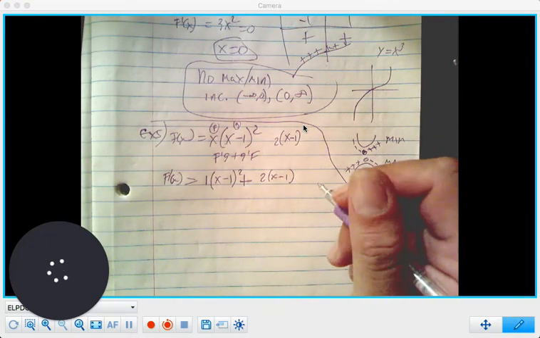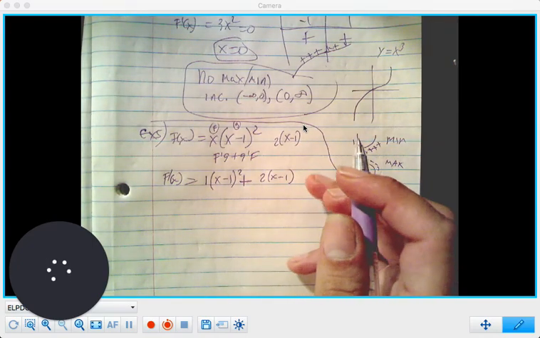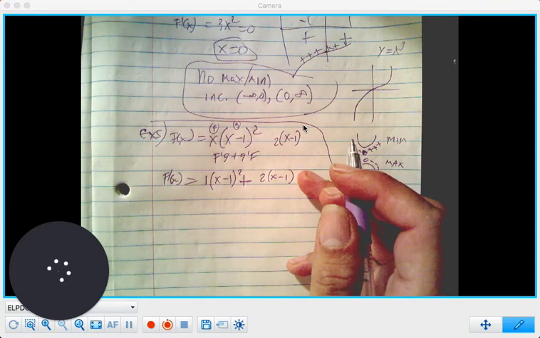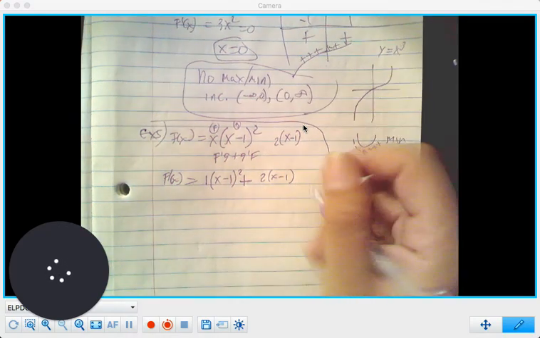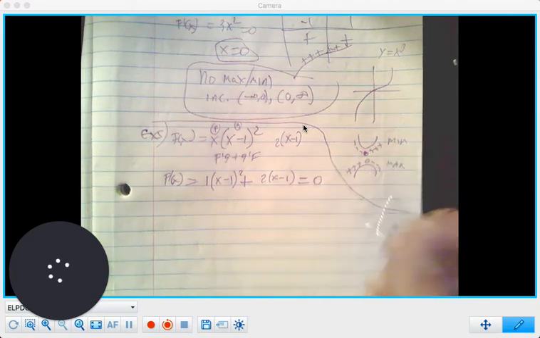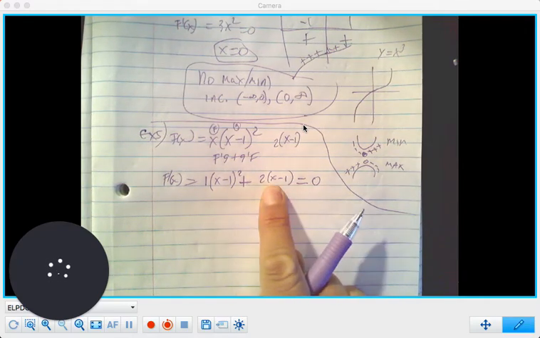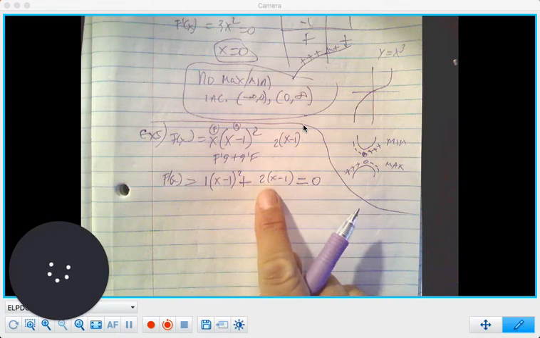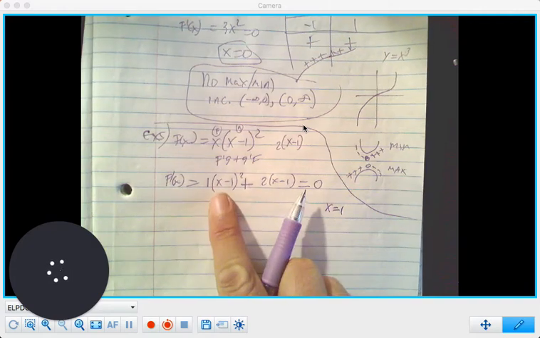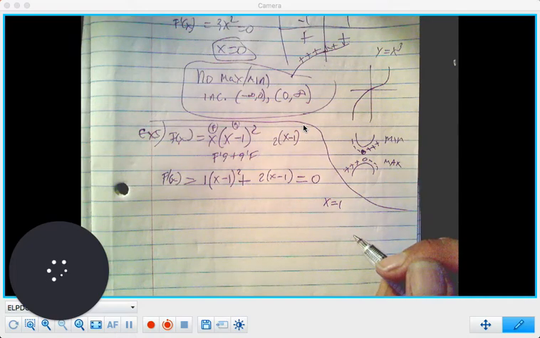Okay, let's see. How do we do this? We took the derivative. Remember how we said that it would be easier if we simplify? Let's see. Look at this. What about if I just put equals 0? If I plug in a 1 here, I get 0 here, right? If I plug in a 1 here, I also get 0. Okay, so I have x equals 1. Is there another number? If I plug in negative 1, I get negative 2. Nope. So I just have 1.